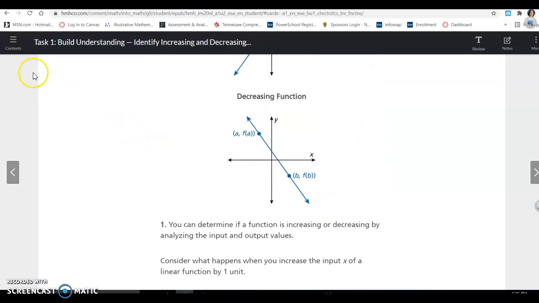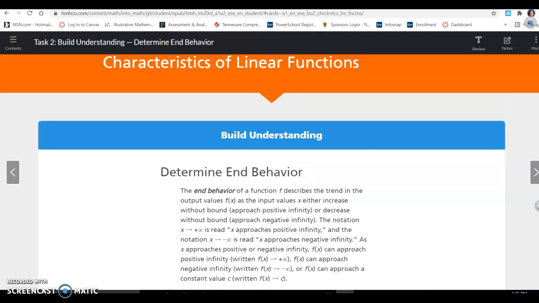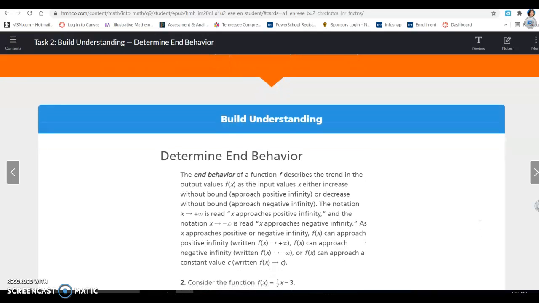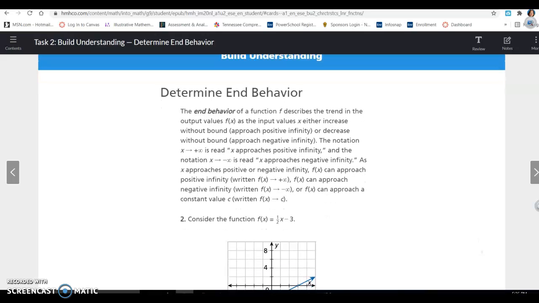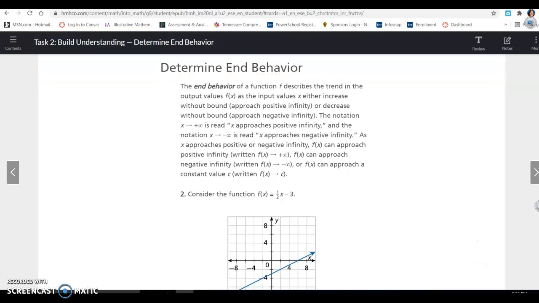We're going to move on to task 2. If you want to, pause the video and meet me back here in just a second at task 2. Task 2 is talking about determining the end behavior. This is another characteristic of a linear function, and really any type of function. We'll be looking at end behavior for lots of different functions, but we're going to start with linear.